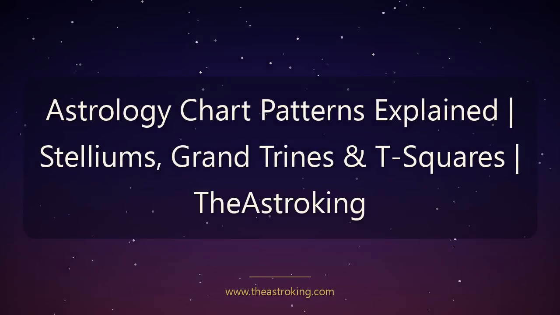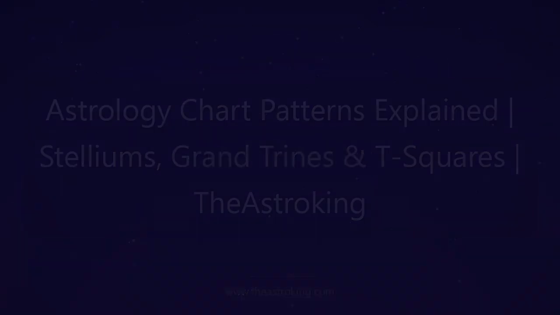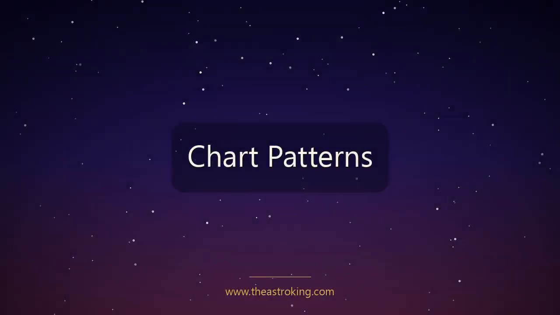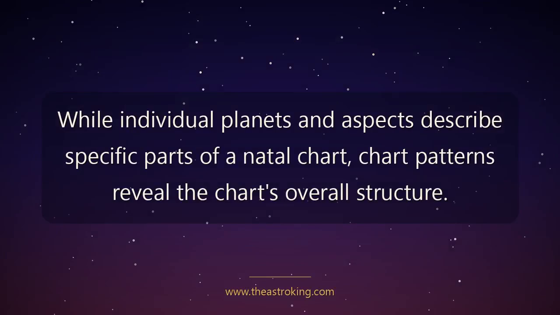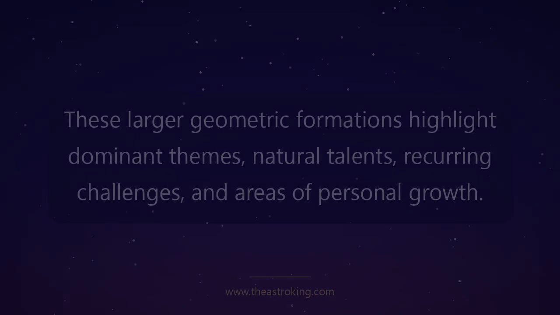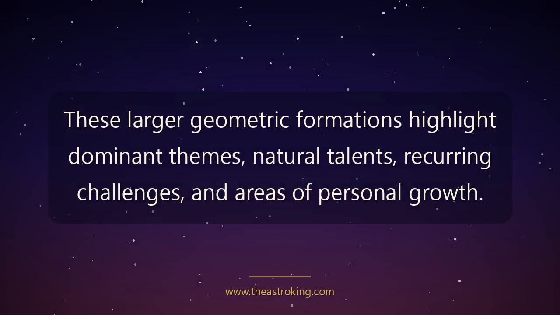Astrology chart patterns explained: stelliums, grand trines and T-squares. The astrology chart patterns. While individual planets and aspects describe specific parts of a natal chart, chart patterns reveal the chart's overall structure. These larger geometric formations highlight dominant themes, natural talents, recurring challenges, and areas of personal growth.